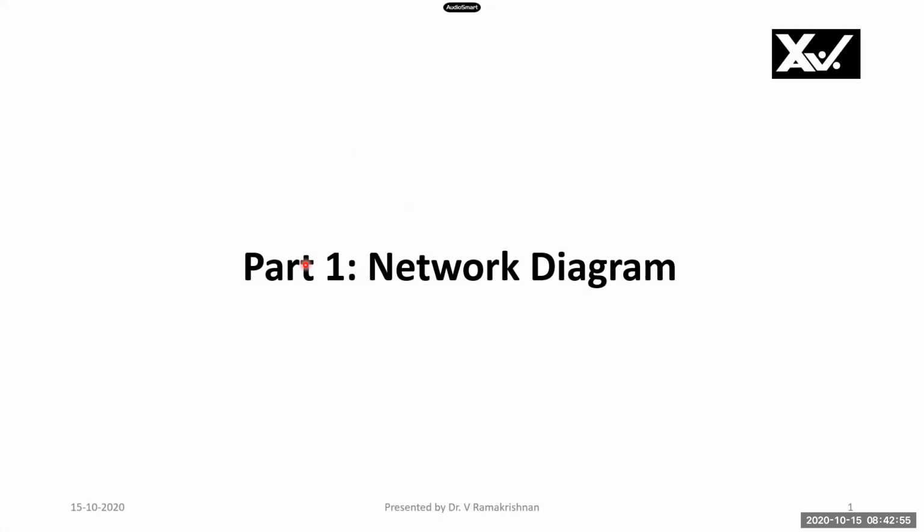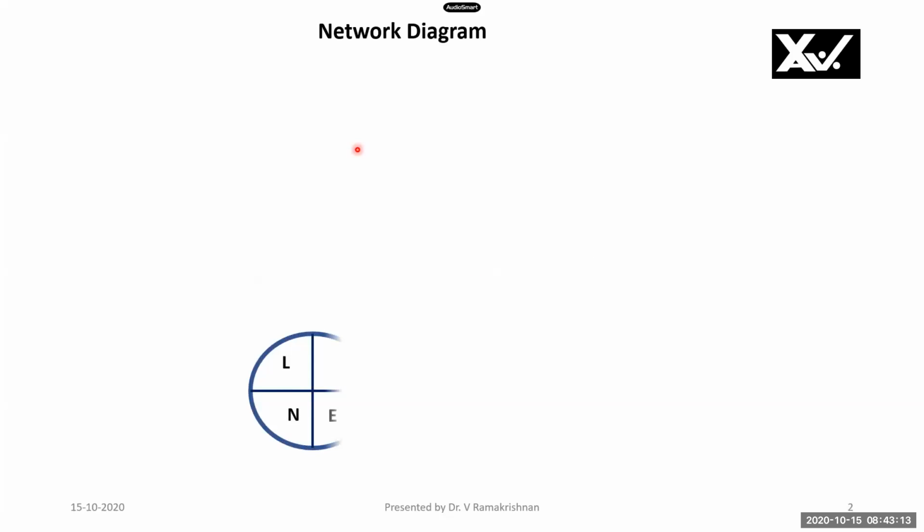Dear students, we are going to discuss CPM and PERT in 4 parts. Part 1, we will discuss network diagram. Part 2, we will be discussing critical path method. In part 3, we will be discussing performance evaluation and review technique. And finally, in part 4, we will be doing crashing of your project network. Now we will see network diagram.